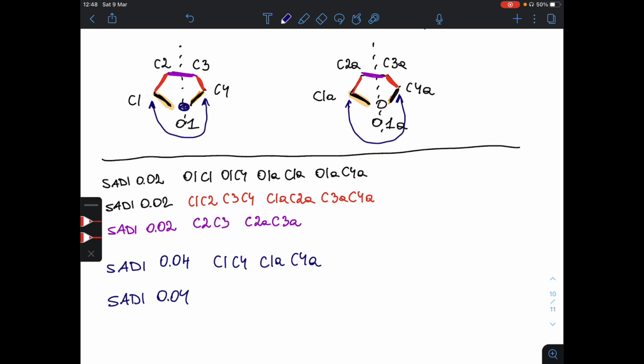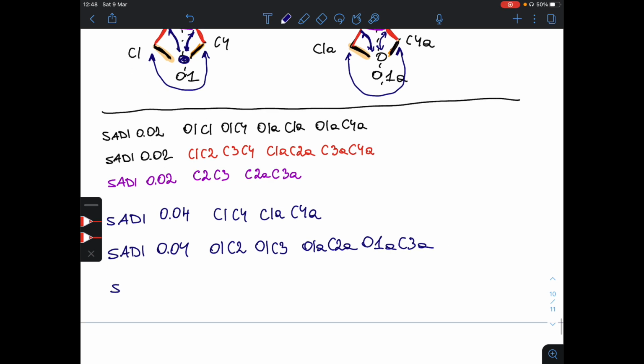Now let's take care of the distances that involve oxygen atoms. We want to have these two, and again, we want to make distances from both parts similar to each other, and we also know that the molecule has its own internal symmetry, so these two distances should also be made similar. Okay, O1 C2, O1 C3, O1A C2A, O1A C3A. I think one more, SADI 0.04.